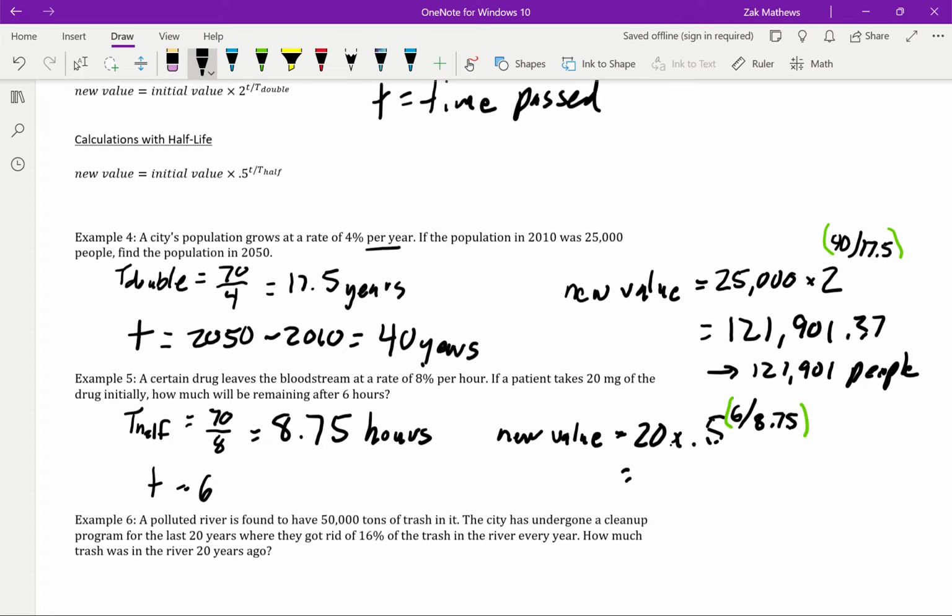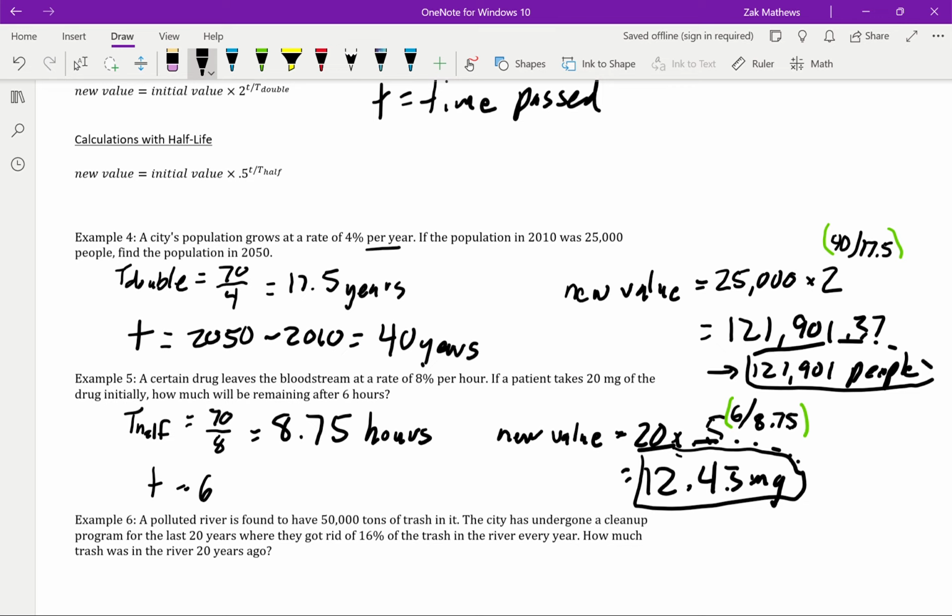And we get an answer of 12.43. I'm going to round it to two decimal places. So there would be my second answer. Let me clean that 3 up a little bit. That is a 3.